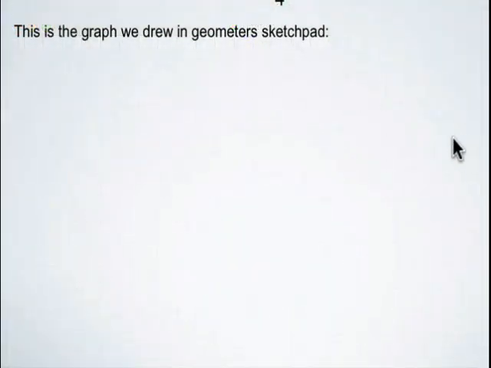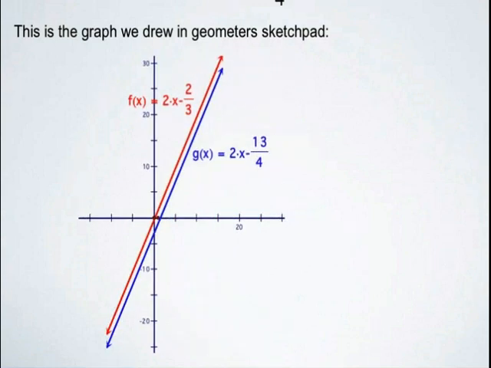If we take a little bit closer look at what we do in Geometry Sketchpad, what you see is two lines that have a slope of 2. The rise is 2 and the run is 1. And what this means is that since the two lines have the same slope, they are parallel. And that means that these two lines are never going to intersect.